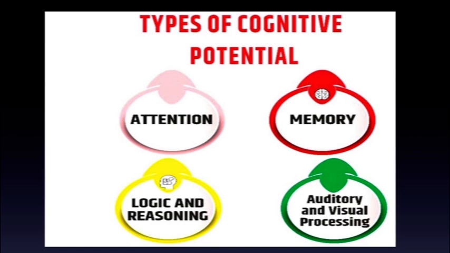Now, what are the types of cognitive potential? There are so many. For example, attention, memory, logic and reasoning, auditory and visual processing. Attention: how much attention I am paying, how I will pay my attention, what factors may enhance my attention. Attention is the basic. In advertisement in the industrial setup, it is attention, how you are catching the attention of the customer. Attention is very broad. Similarly, memory: we have already talked about short term memory, long term memory, then sensory memory, iconic memory, echoic memory, all those memories.